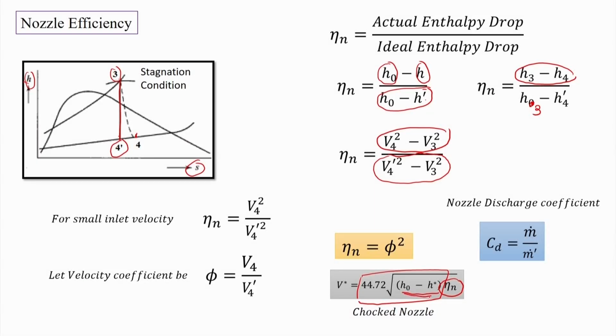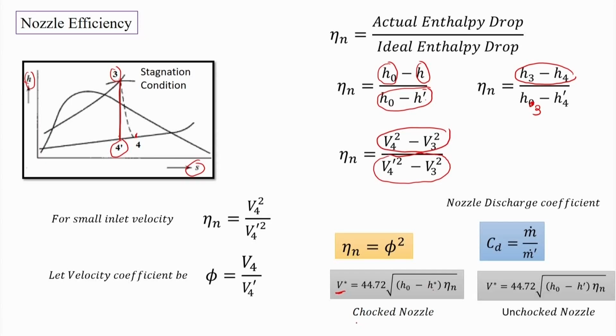So, in reality the velocity at the exit of the nozzle or critical velocity at the throat is equal to 44.72 into the square root of (H naught minus H star) into nozzle efficiency, where these enthalpies are in kilojoule per kg. This is for choked nozzle condition, but if the nozzle is unchoked, then we will not have H star, we will have H dash, which is the isentropic exit enthalpy of the nozzle.